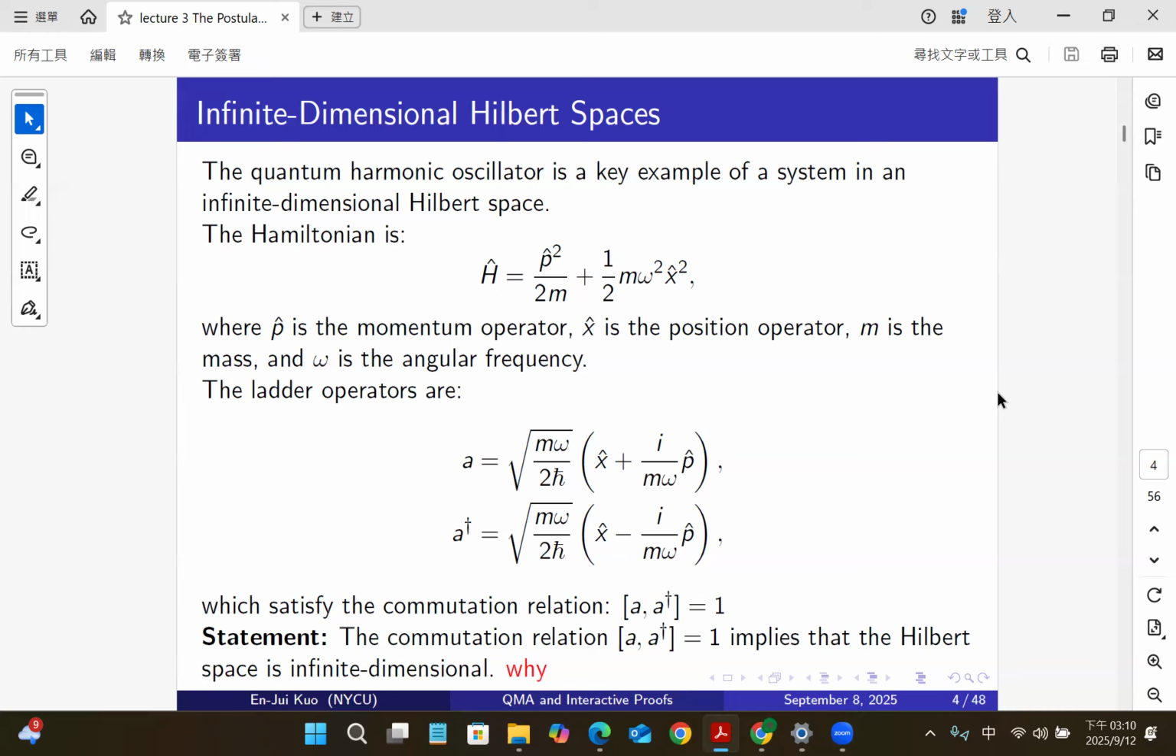Okay, so my question for you is that I claim that this commutator relation implies the Hilbert space dimension is infinite. 有没有知道为什么？So what I want to say is that you can forget about everything. But if someone writes a formula telling you that there's an operator called A, and another operator A dagger, and the commutator equals 1, then this operator must exist in an infinite dimensional space.